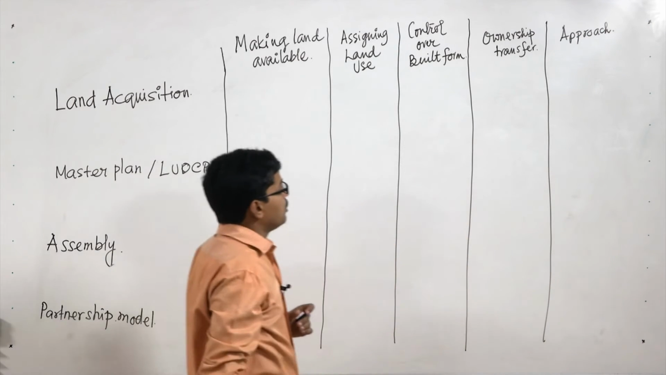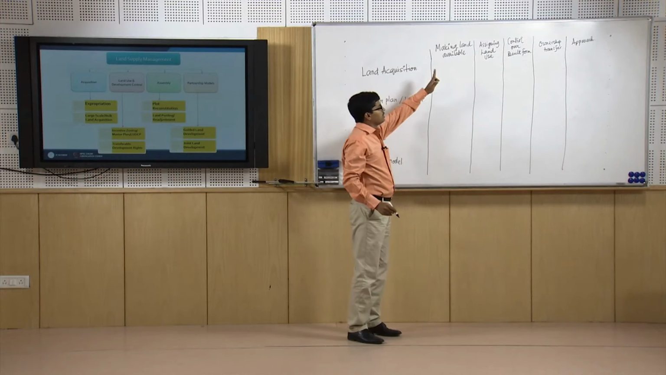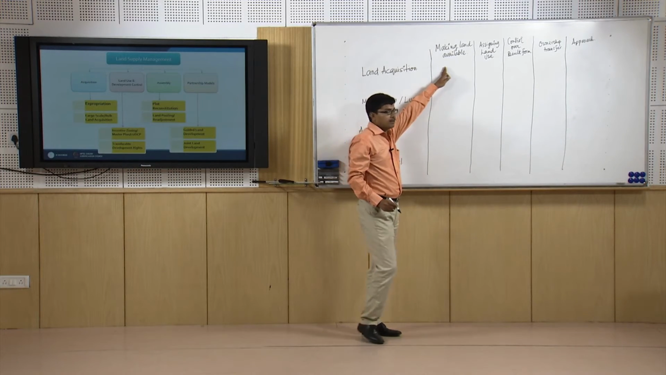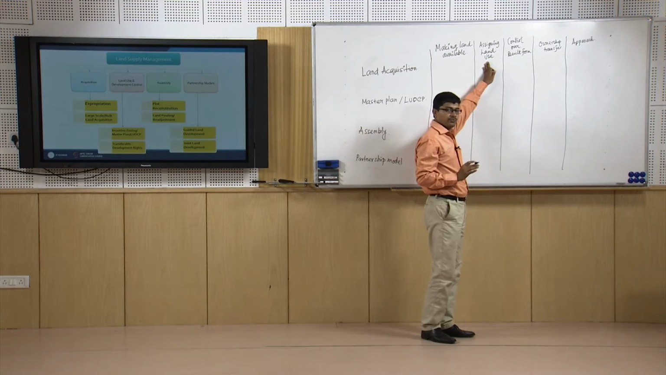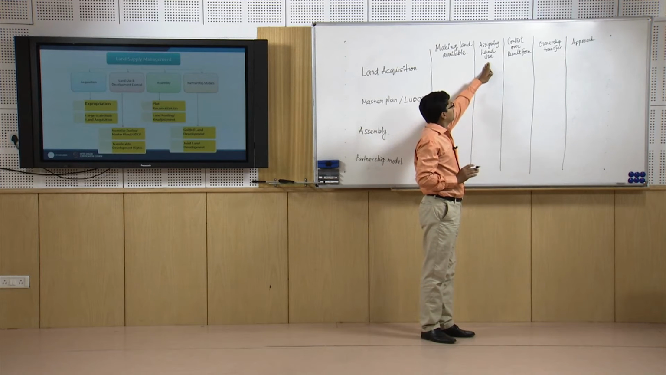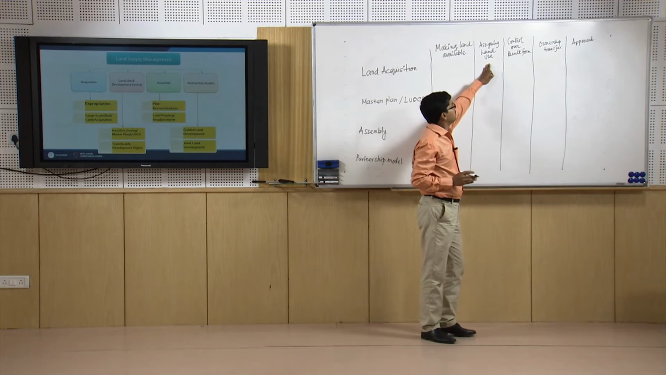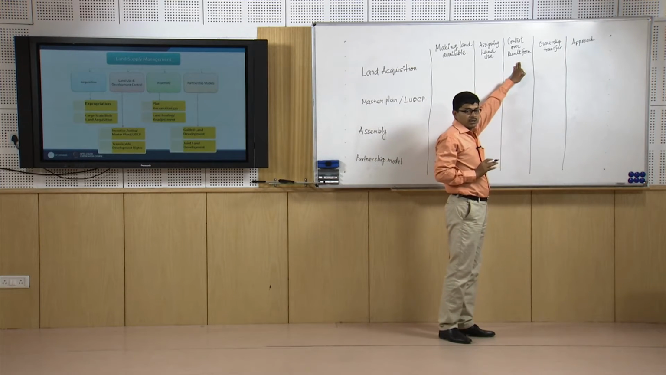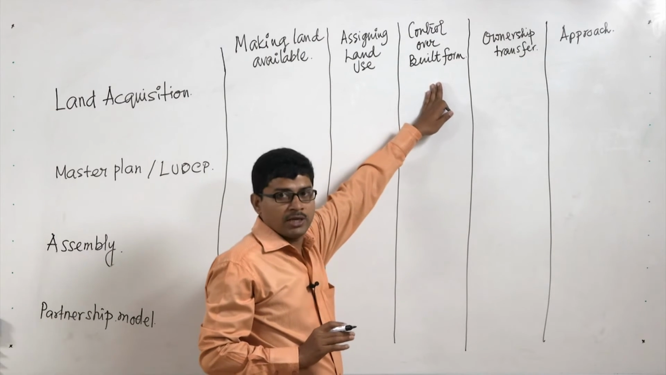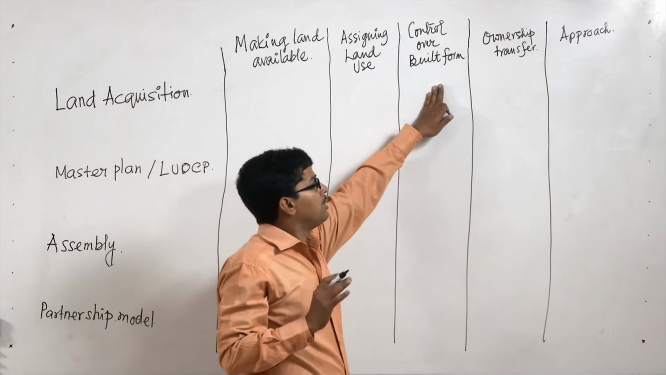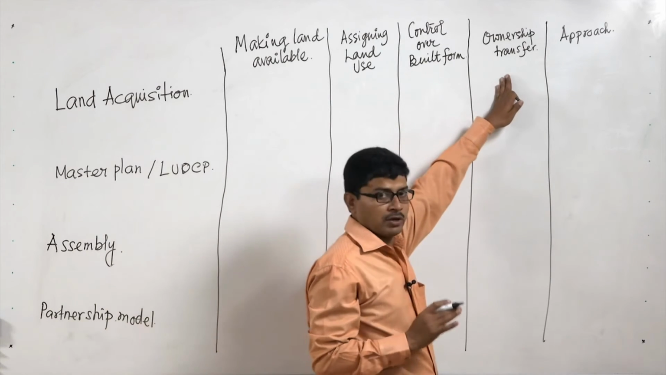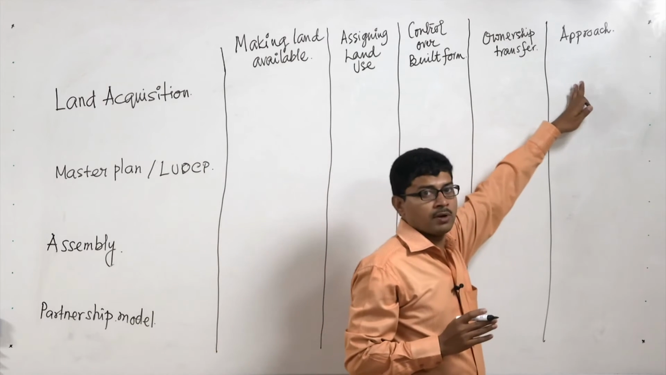An approach. So, basically our parameters are making land available, how we are making the land available. Second is whether after making the land available, whether we are assigning land use, how we are assigning land use. Fourth is after assigning the land use, whether we are making any control over the built form or the building, then ownership is transferred or not, and then what is the overall approach.